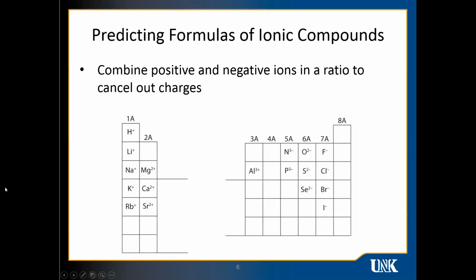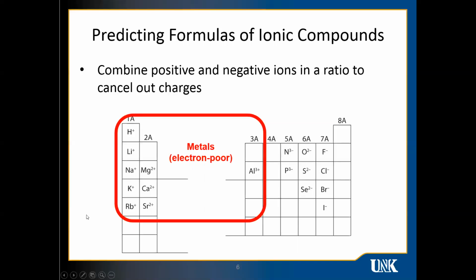So if we look at the periodic table, the metals all come from the left side of the table. They're considered electron poor. Remember that the metals are giving up electrons. And so, for example, a sodium atom will become a +1 charged ion because it's going to give up 1 electron. An aluminum atom, when it becomes an ion, will give up 3 electrons and have a 3+ charge. And these are all consistent with the groups or columns that they're in on the periodic table.